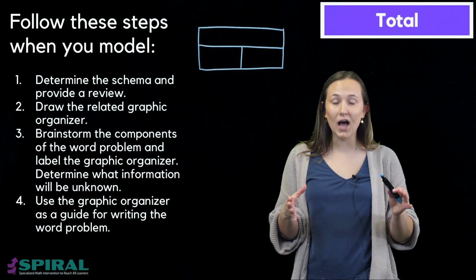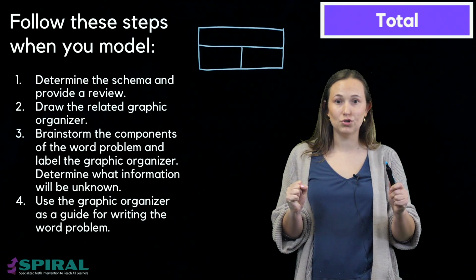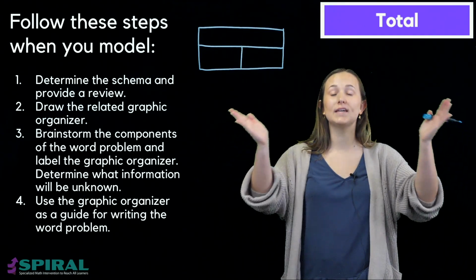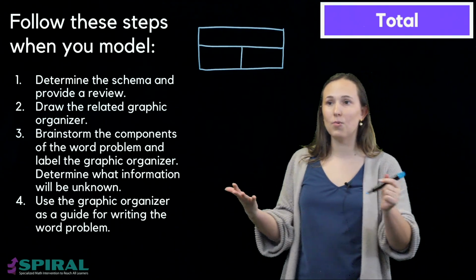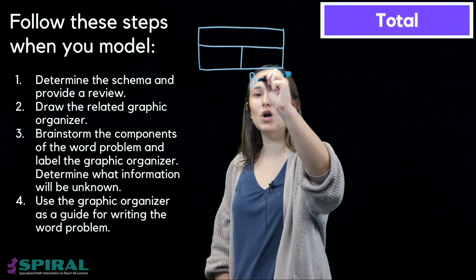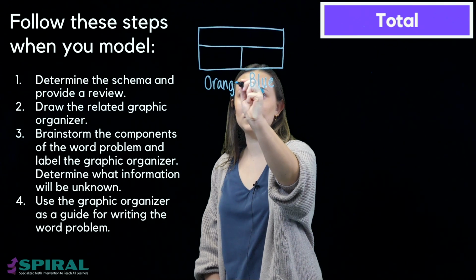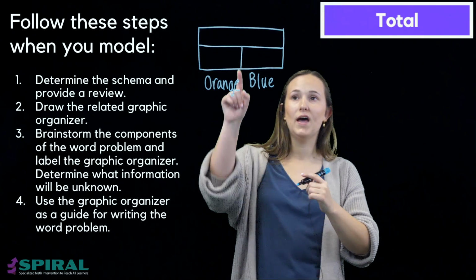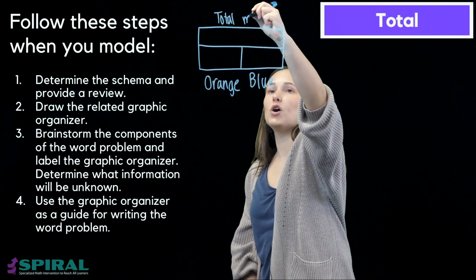Markers. So you want to have your students brainstorm a topic that can be divided into 2 categories so that those parts can then be put together into the total. So for my word problem, I want it to be about blue markers and orange markers. So I've labeled my parts blue and orange. And at the top there, I'm going to write total markers.